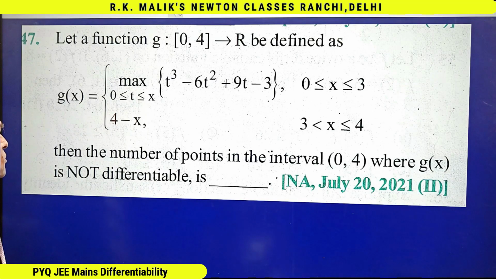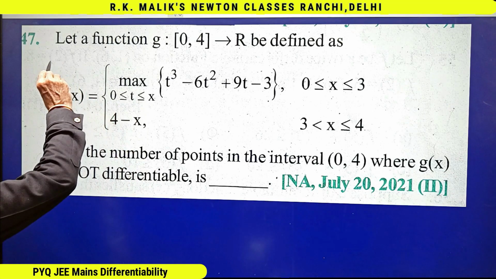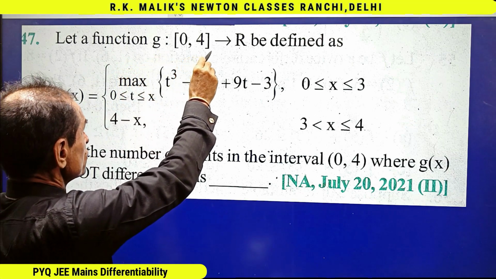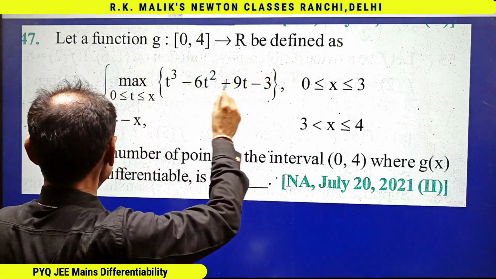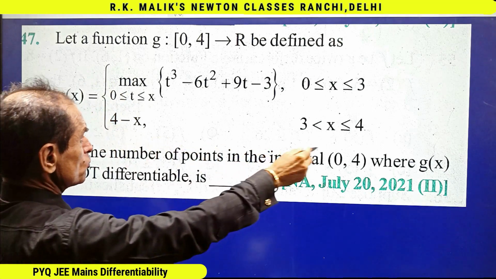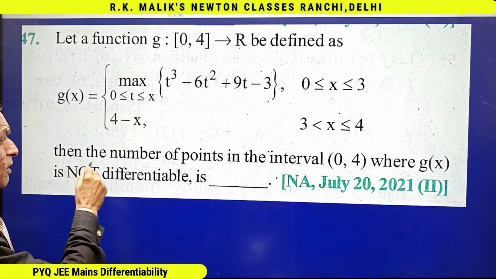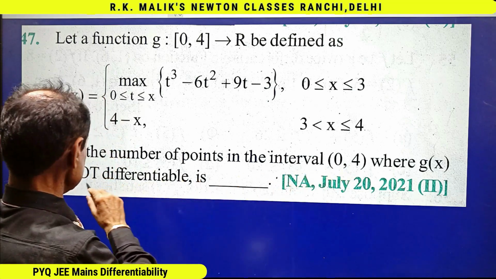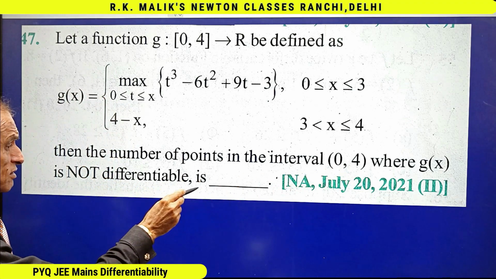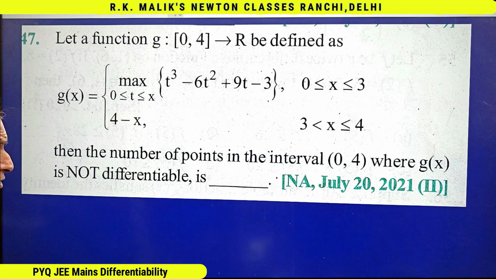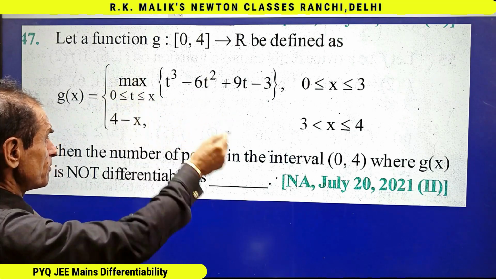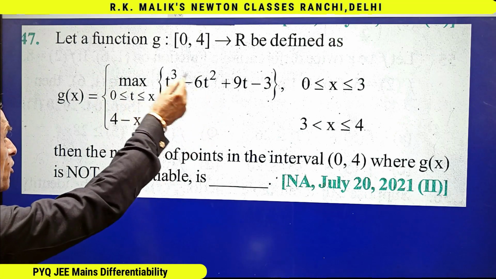In this question, it is given to us that a function g takes the interval 0 to 4 to R, defined as g(x) equal to this thing. Then the number of points in the interval 0 to 4 where g(x) is not differentiable is dash. You have to fill in the blank. Actually, the difficult part to understand is this one. What is the meaning of this?